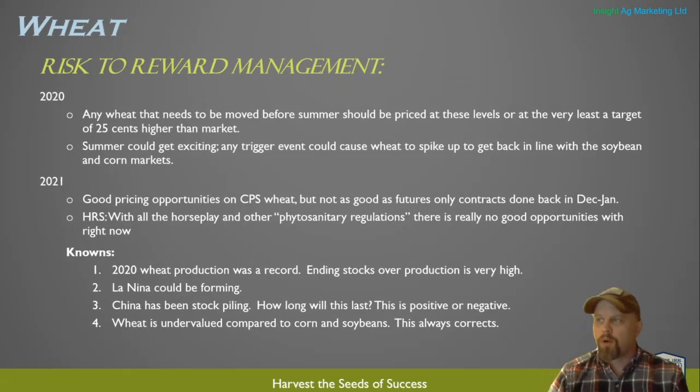So risk-reward management, any wheat that needs to move before summer, we should probably be pricing at these levels. I know some of the local elevators here, their prices are significantly better than they were even in January. You know, some of those guys are at least 50 cents a bushel better. So, I mean, it's good marketing. It's good pricing. It's quite a bit better than last year. Throw some targets in if you don't like the price. I mean, they are coming to the market for good quality grain.